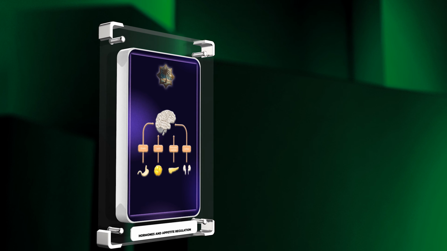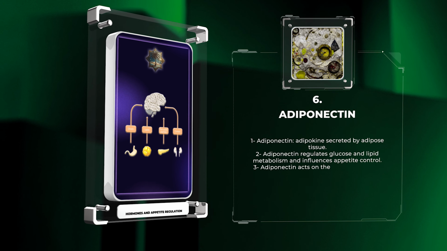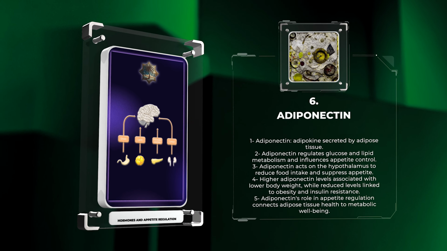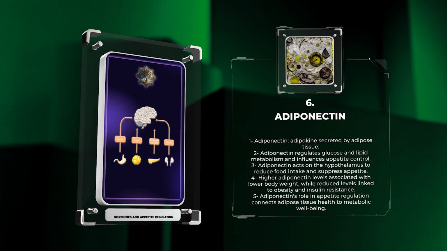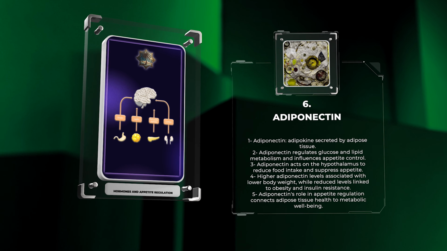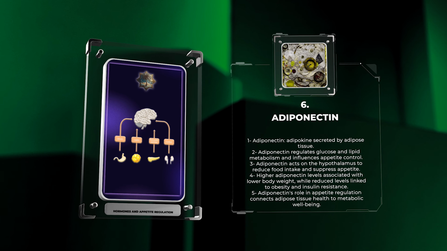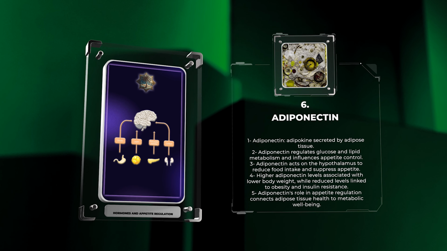Let us now discuss adiponectin, an adipokine secreted by adipose tissue. Adiponectin plays a critical role in regulating glucose and lipid metabolism, but also influences appetite control. It acts on the hypothalamus to reduce food intake and suppress appetite.